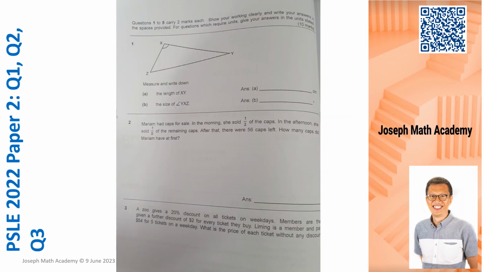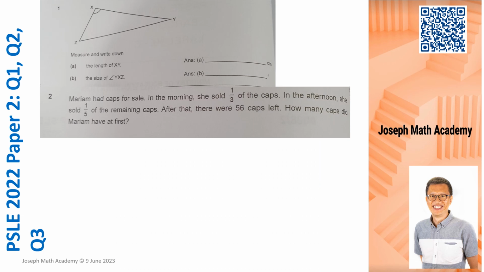These are the 3 questions that we are discussing today. And I'm going to move on to the first one, which is extremely easy. The first one is to use a protractor to find the size of angle YXZ and to use a ruler to find the length of XY. Now this one I shall not spend too much time on, because I believe these are all very simple measurement skills.